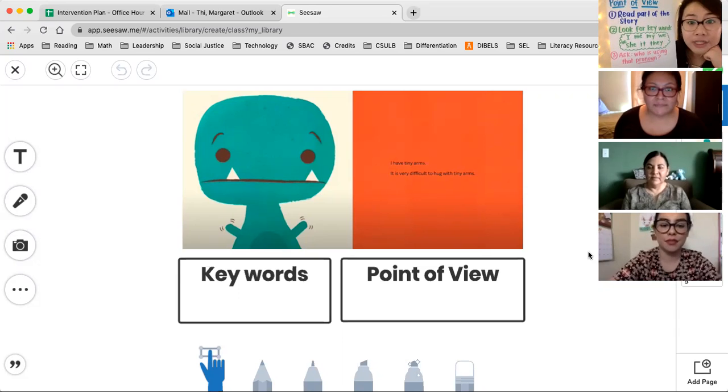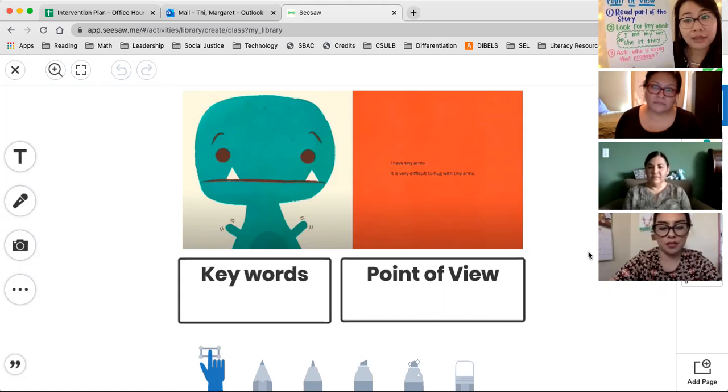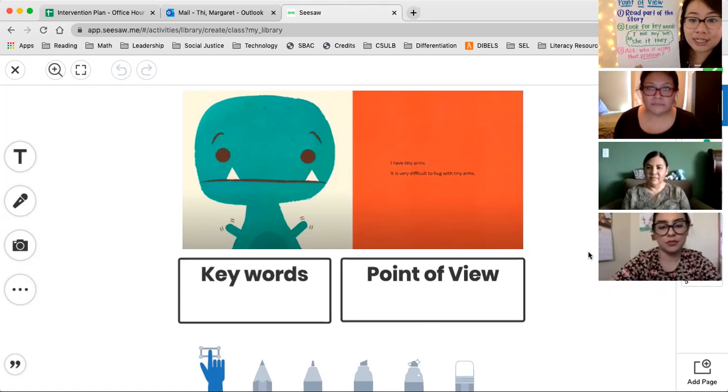So we're going to look for those keywords to help us figure out whose point of view it's in. Because after we look for those keywords, we're going to ask ourselves, well, who is using that pronoun? That's going to help us figure out who's talking in the story and which point of view the story is in. So we're going to try that right now. And I'm going to keep my little poster up so that our teachers can see and you can see how we're doing this. So we're going to do the first step, read part of the story.